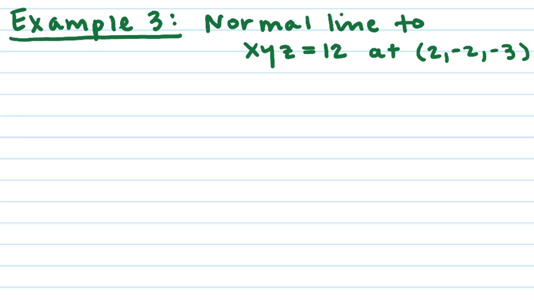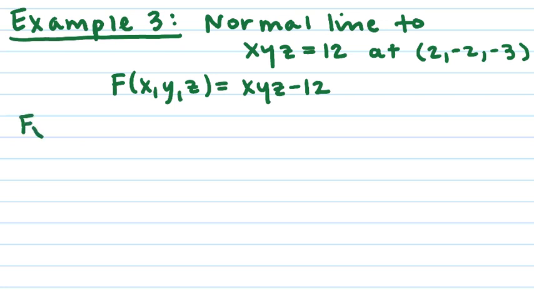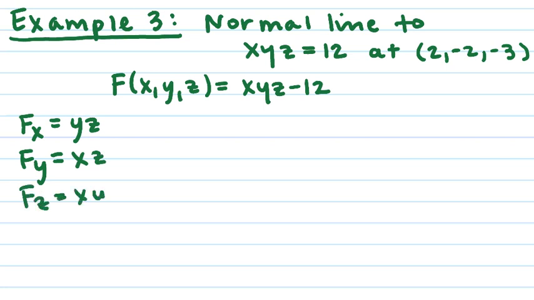What we're going to do is, since it's an implicit relation, I'll set it equal to 0 and write f of x, y, and z is xyz minus 12. What I'll do is I will find the partials here. So partial of f with respect to x is going to be yz. Partial of f with respect to y is going to be xz, and partial of f with respect to z is going to be xy. That was very friendly. I like that.